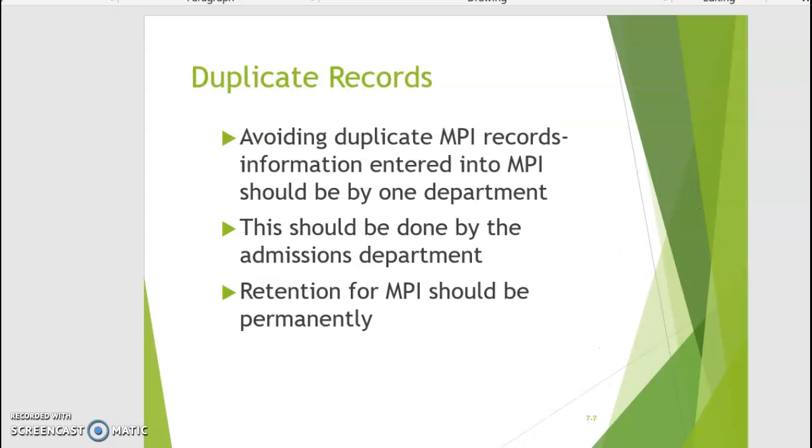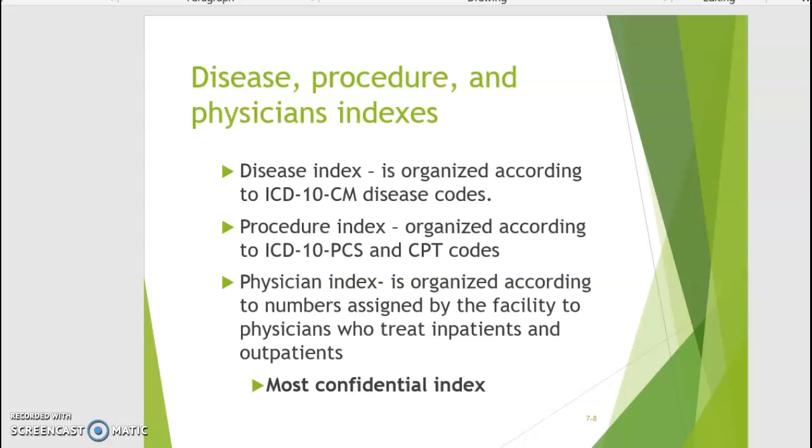Duplicate records. So how do we avoid duplicate MPIs? This happens, again, it should only be entered in by one department. It should be done by the admissions department. And retention for the MPI should be permanently.